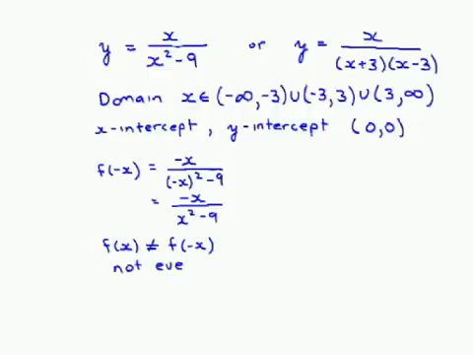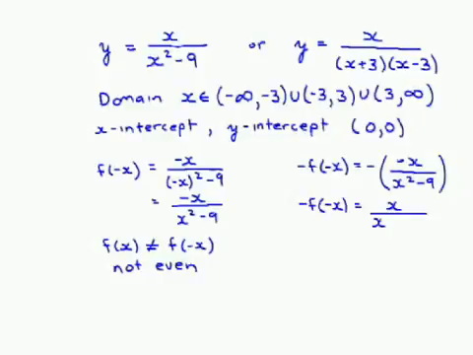Well, if the function is odd, f of x has to equal negative f of negative x. So we take our f of negative x that we just worked out and we multiply it by negative 1. So negative f of negative x is equal to negative 1 times negative x divided by x squared minus 9. When I do that, I get x divided by x squared minus 9. So in this case, f of x is indeed equal to negative f of negative x. Therefore, the function is odd.